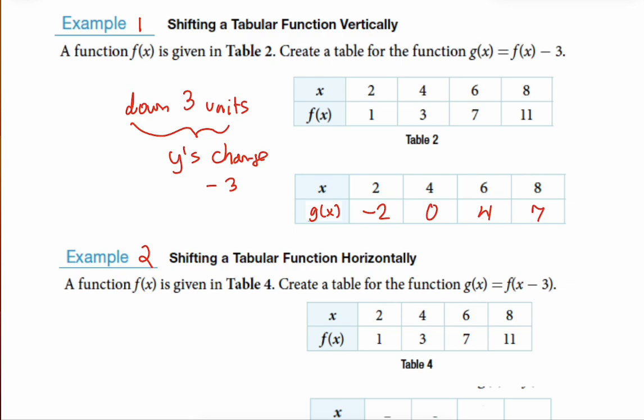Did I subtract wrong? Oh, it sure would be. Thank you. Matt, you're always catching my weird mistakes.